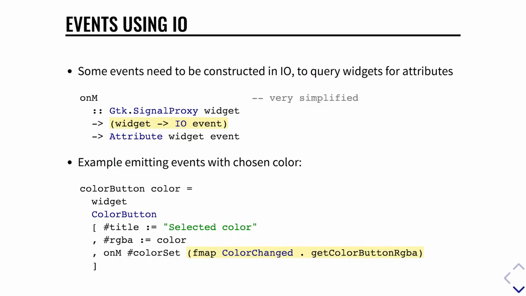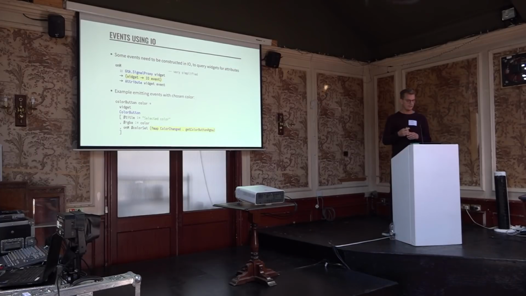You can also construct events using I/O, and this becomes necessary, as it stands right now at least, because you want to query the underlying GTK widget for its attributes and put that attribute or whatever value inside your event and emit that. So this is a simplified version of the on-m attribute signature that takes a signal proxy. That's one of those labels like clicked. It takes your handler, that's the yellow part, going from the specific widget to an I/O action of your specific event, giving you an attribute.